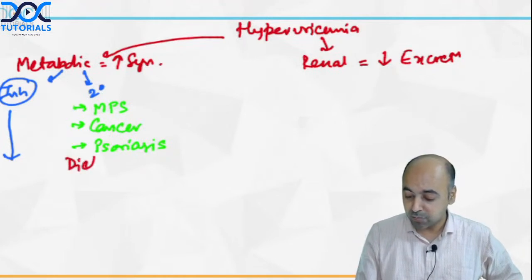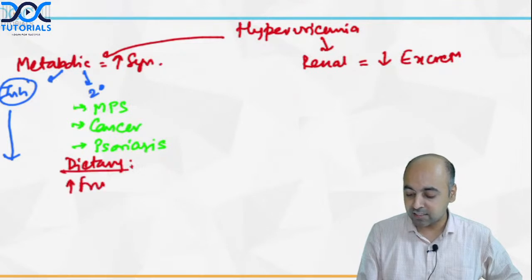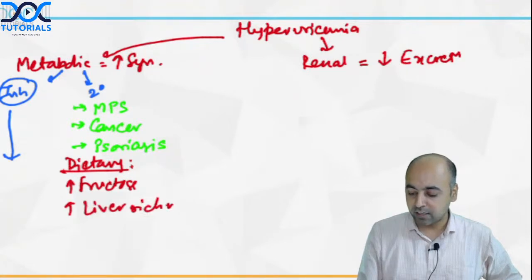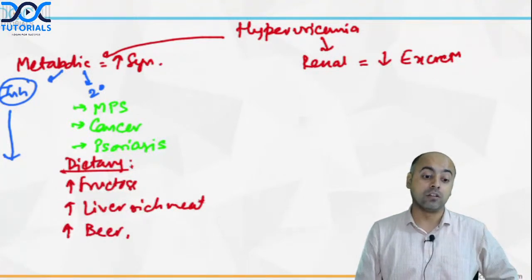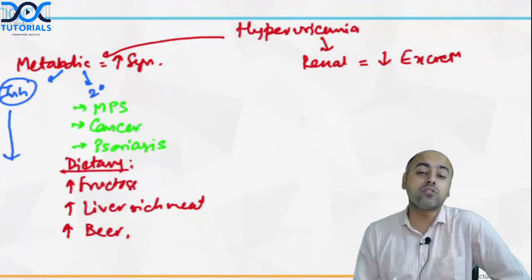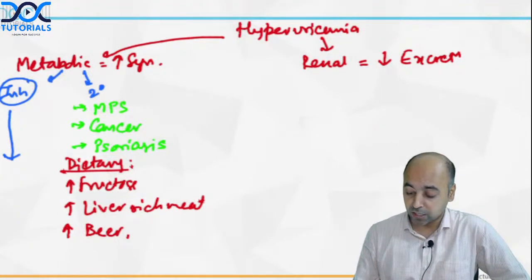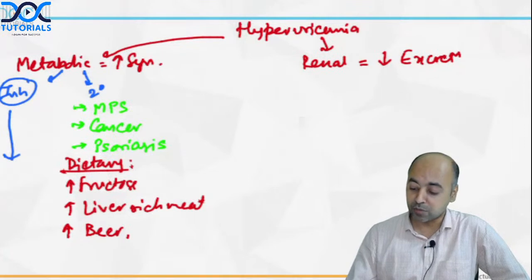Sometimes there can be dietary causes also. For example, if there is excess fructose in the diet, if there is excess liver in the diet of non-vegetarians, or if there is excess consumption of beer. All of these are dietary causes for hyperuricemia.